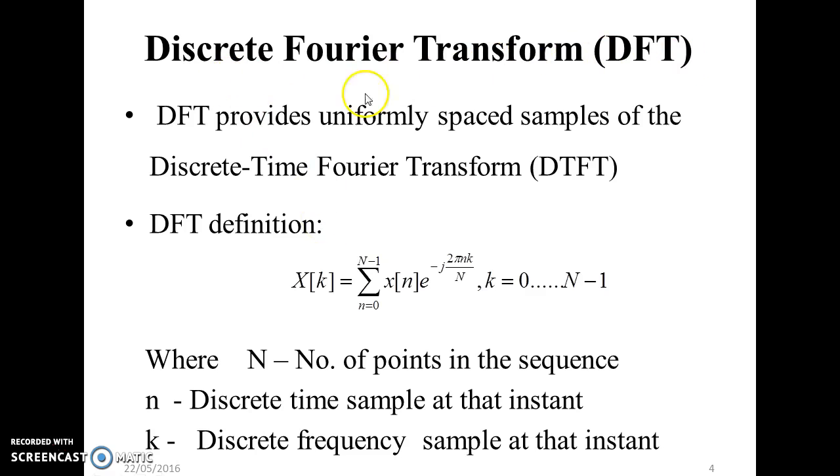Discrete Fourier transform, DFT. DFT provides uniformly spaced samples of the discrete time Fourier transform, DTFT. DFT definition: X of k is equal to summation over n equal to 0 to N minus 1 x of n e raised to minus j 2 pi nk upon N for k equal to 0 to N minus 1, where N is the number of points in the sequence, small n is the discrete time sample at that instant and small k is the discrete frequency sample at that instant.